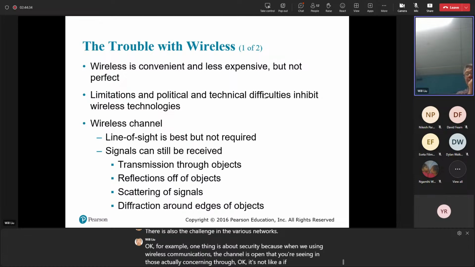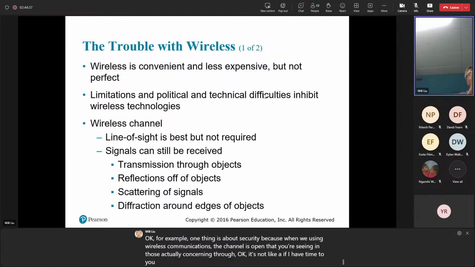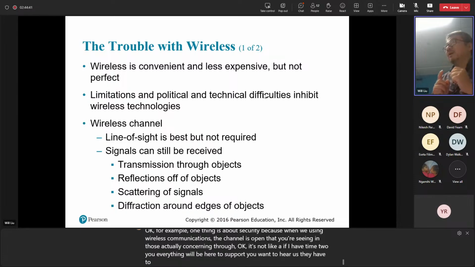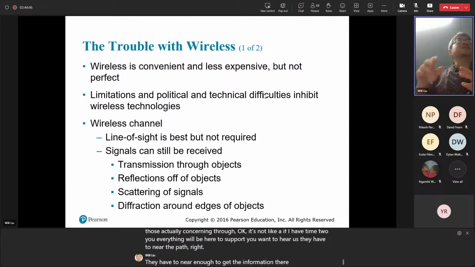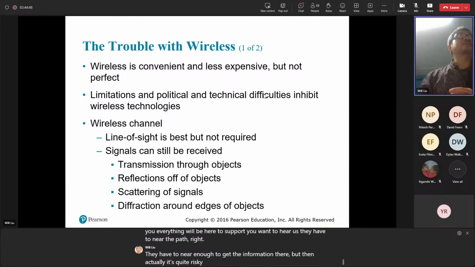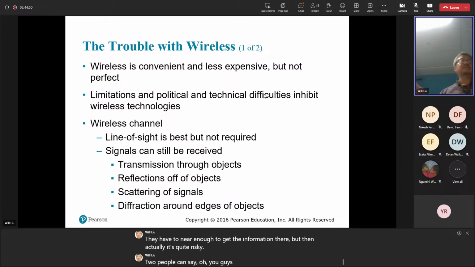If I have a pipe to you, everything stays in it. So if somebody wants to hear us, they have to be near the pipe, right? They have to be near enough to get the information. But with wireless it's quite risky. So people can say, oh, you guys steal the message.